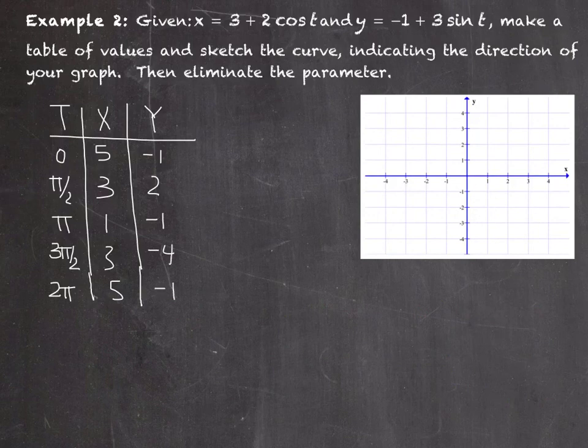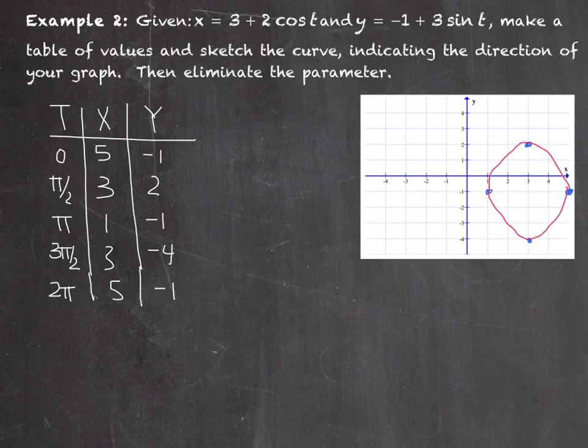And so if we want to graph this, we can see that the object, whatever that object is, is starting out at the point (5, -1), and then it's moving to (3, 2), and then (1, -1), and then (3, -4), and then back. So the object essentially starts here and goes in the shape of, well, it looks like an ellipse, but we need to prove that, and so we're going to eliminate the parameter.